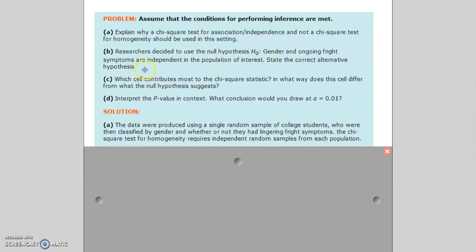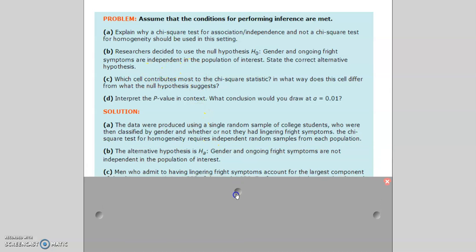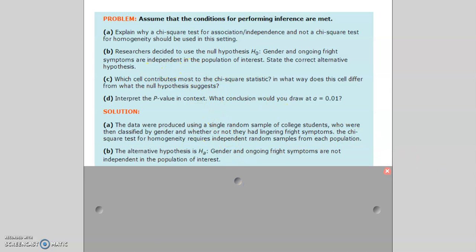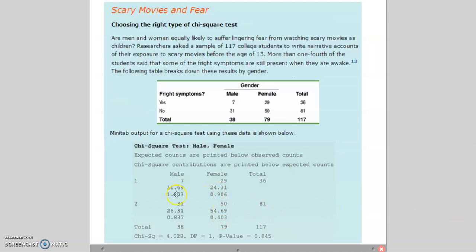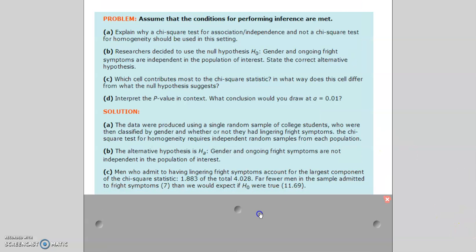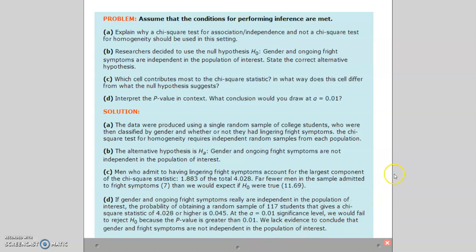Next, there's our null hypothesis. What's the alternative? So if the null is that gender and ongoing fright symptoms are independent, the alternative is that they're not independent. Which cell contributes the most? My biggest contribution is right here, males that said yes, and it looks like much fewer than expected. So I comment on that. And last, that's how you interpret the p-value in context. That should be a review.